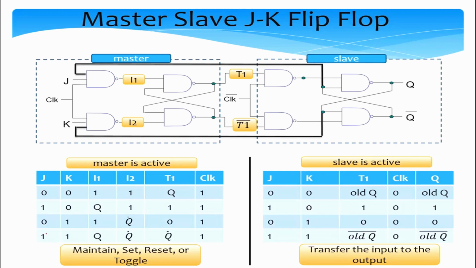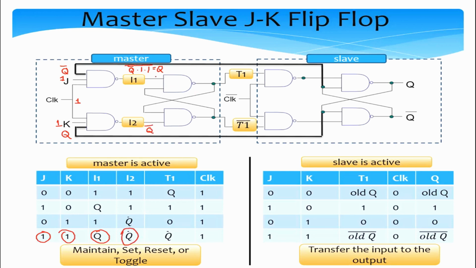So if J is 1 and K is 1, what do we have? We have the clock to be 1, J is 1 and K is 1. The value at this point is Q complement and the value at this point is Q. So the value of I1 is essentially Q complement and 1, entire thing complemented, which is equal to Q. Right, so the value of I1 is equal to Q. And the value of I2 is essentially Q complement, which is Q bar.